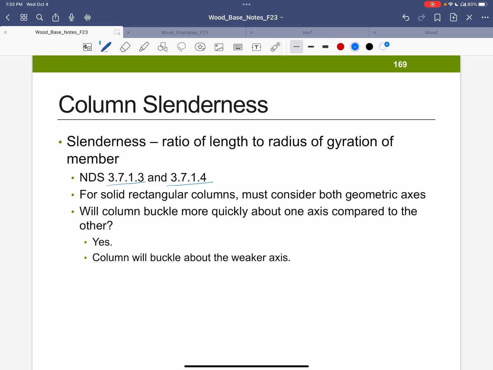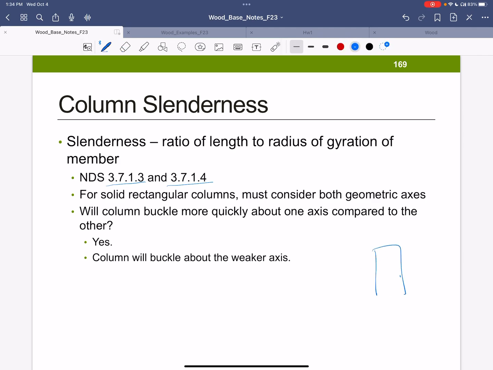For rectangular columns that are solid, I'm going to have to consider both axes. So if I'm looking down on it, it can buckle that way or it can buckle that way, these 2 ways or these 2 ways, in and out of plane. Will it buckle more quickly about one compared to the other? Yes, it's going to buckle about its weaker axis. I drew kind of a square one here, but if I had a rectangle, it's going to buckle about, let me try this little drawing again since I've made a mess out of it.